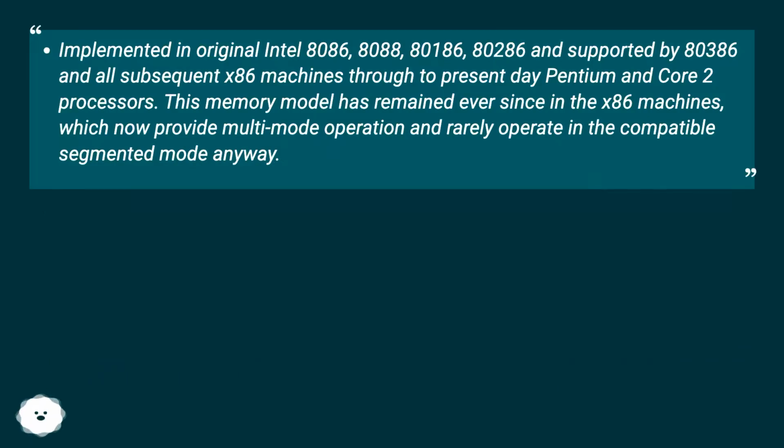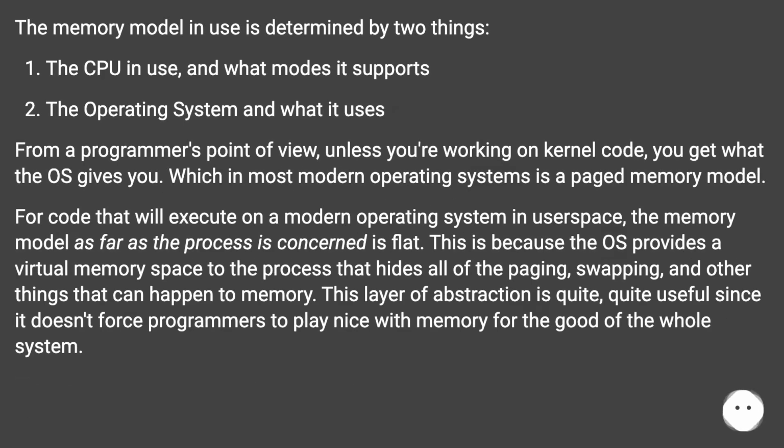Implemented in original Intel 8086, 8088, 80186, 80286 and supported by 80386 and all subsequent x86 machines through to present-day Pentium and Core 2 processors. This memory model has remained ever since in the x86 machines, which now provide multi-mode operation and rarely operate in the compatible segmented mode anyway. The memory model in use is determined by two things: the CPU in use, and what modes it supports; the operating system and what it uses.